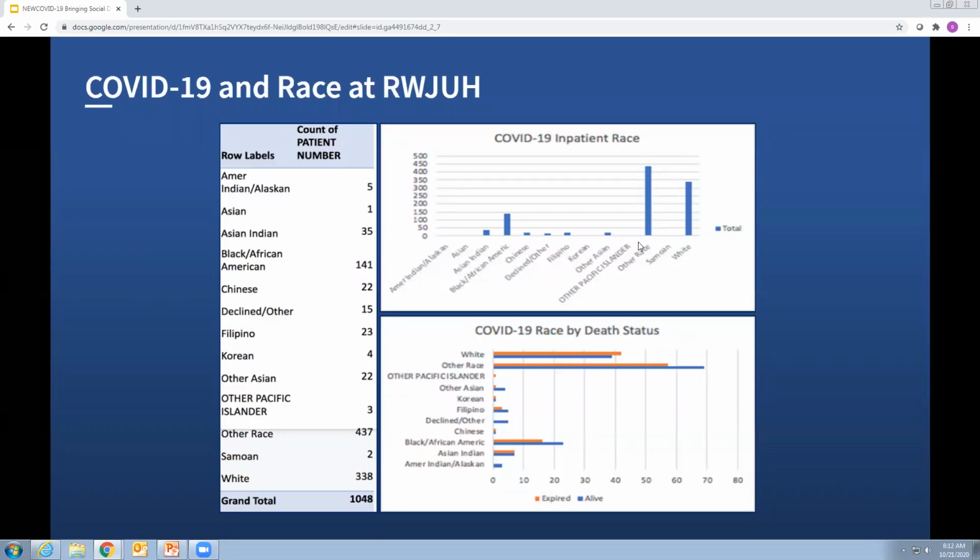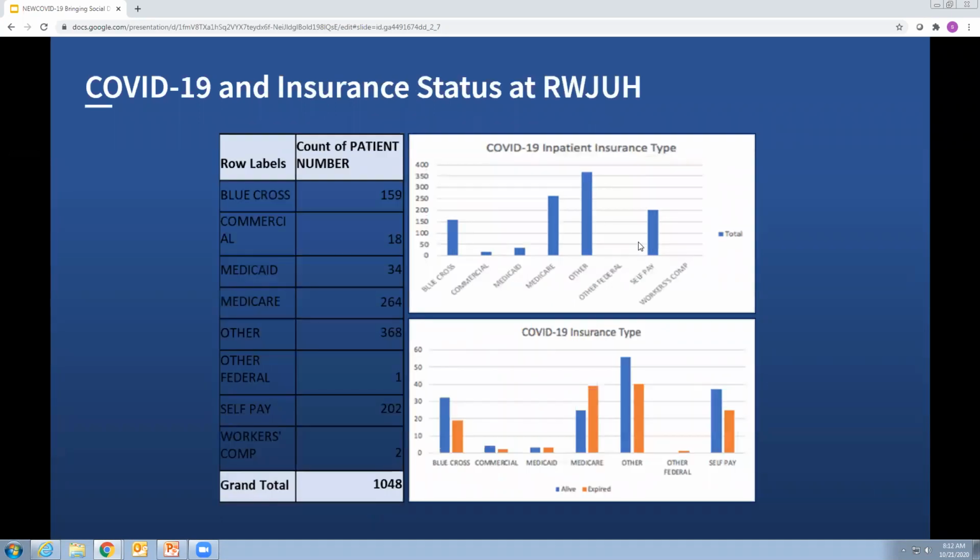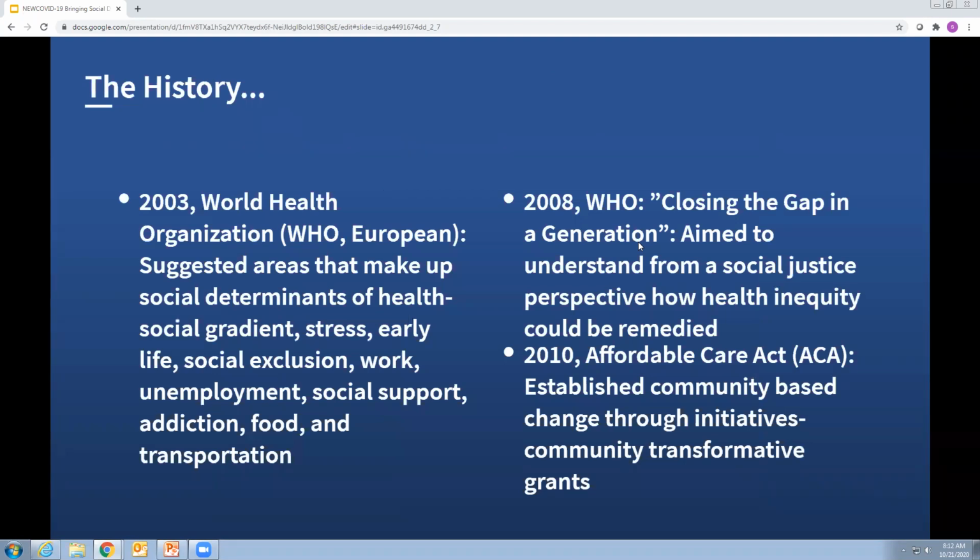A lot of those patients were either other race or African American, and individuals of color were much more likely to die. In terms of insurance status, individuals who had Medicare or other insurance were much more likely to be exposed and have cases, and they were also much more likely to die. So that was the case in our ICU and in our hospital.